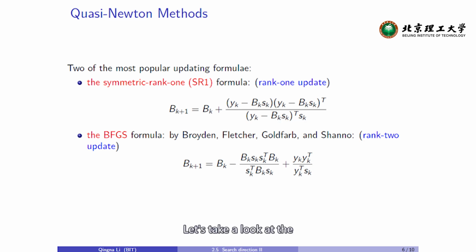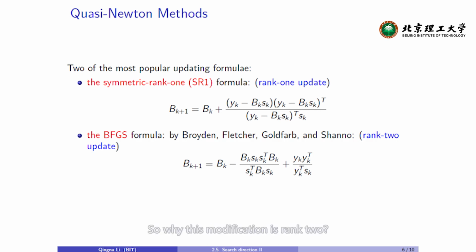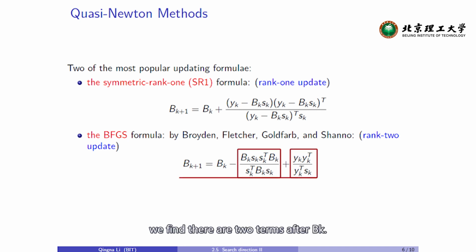All right, let's take a look at the second update formula, the BFGS formula. It was originally proposed by Broyden, Fletcher, Goldfarb, and Shanno. It is actually a rank 2 modification. Why is this modification rank 2? If we take a look at this formula, we find there are two terms after B_k. Each term is a rank 1 matrix, so it is a rank 2 modification.